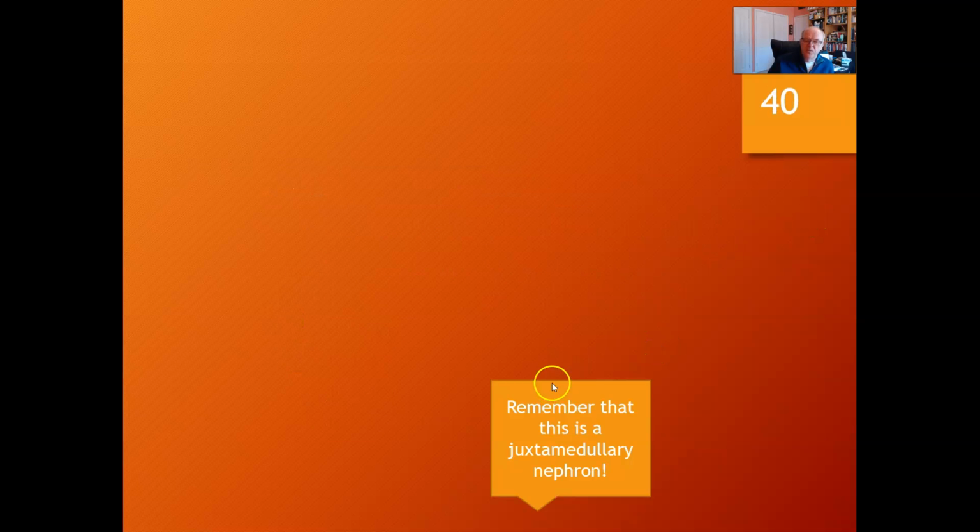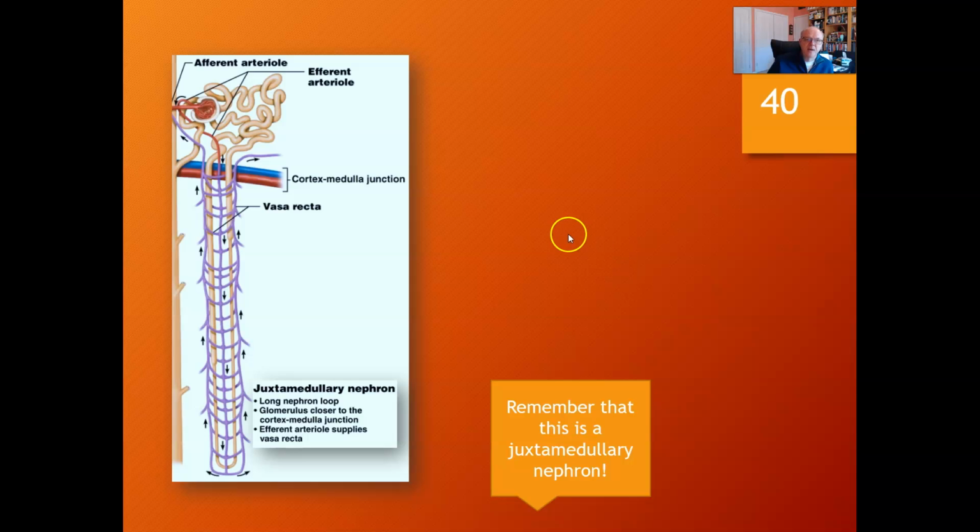So we're dealing with a juxtamedullary nephron here. Okay, juxtamedullary. So this is the one with a really long loop of Henle that goes down into the medulla and is surrounded by the vasa recta blood vessels. So it looks like this. It's only responsible for 15% of the water reabsorption.